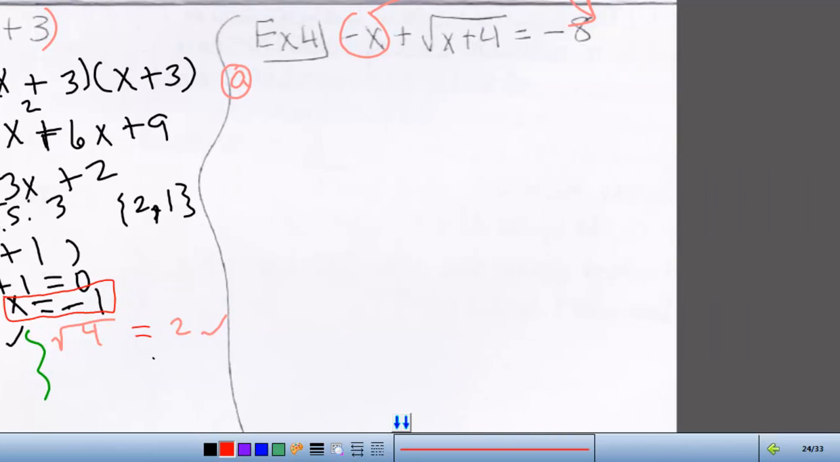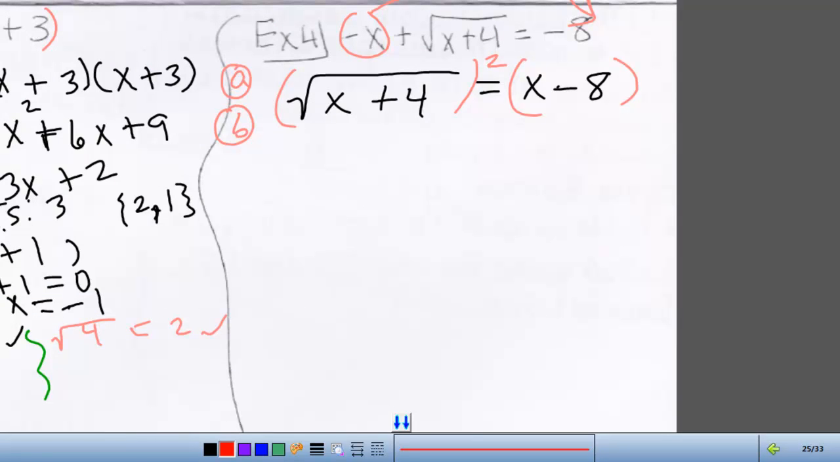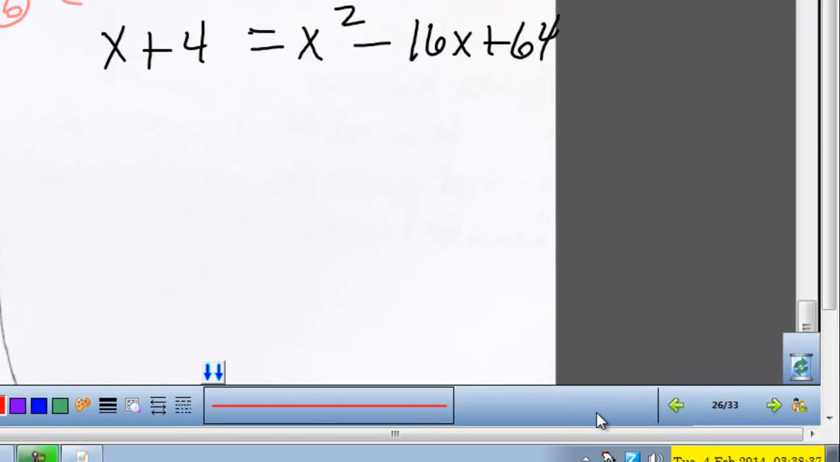Example 4. Isolate the radical first. Bring the negative x to the other side. We get the square root of x plus 4 is equal to x minus 8. Then we square both sides. This gives us x plus 4 is equal to x squared minus 16x plus 64.